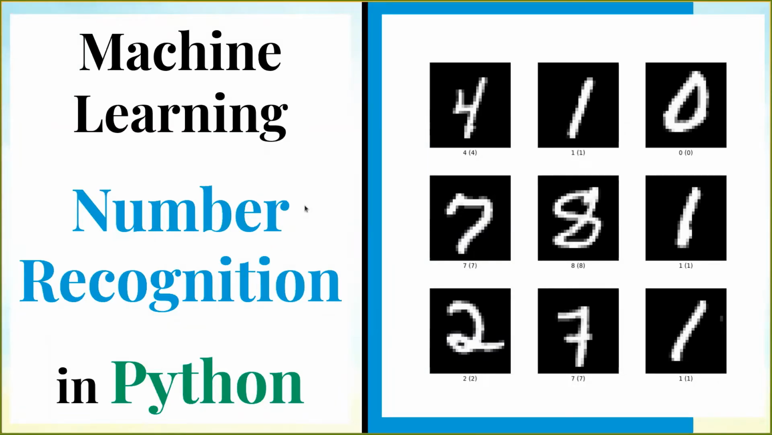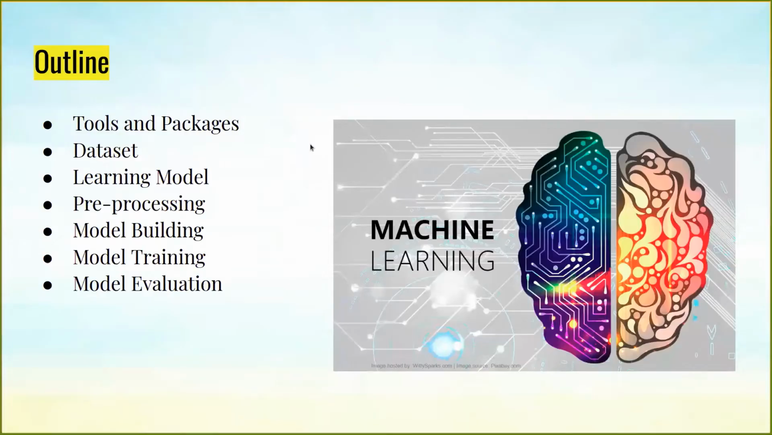Hello. In this video, we will learn how to use Python to build a machine learning model that recognizes handwritten numbers. In order to understand how we build this machine learning model, we need to understand the different steps we are going through. This program could be your first step to understand image recognition using machine learning.